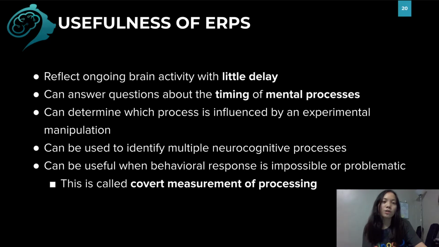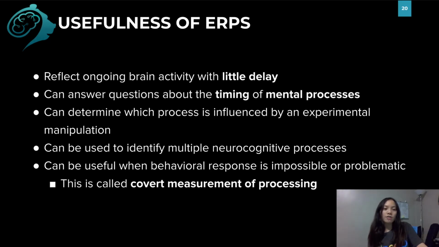ERPs are particularly good for assessing the time course of processing, determining which process is influenced by an experimental manipulation, and identifying multiple neurocognitive processes. Another advantage of ERPs over behavioral measures is that ERPs can be used to provide an online measure of processing when a behavioral response is impossible or problematic. This is called the covert measurement of processing.